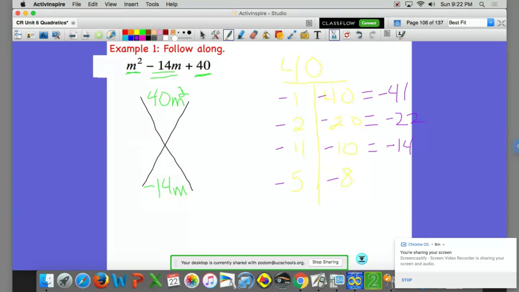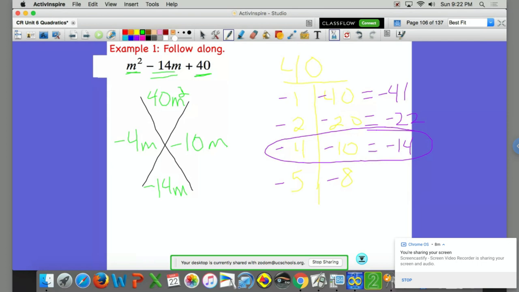And so therefore that is our factors. So we have negative 4m and negative 10m. And so those are our factors, and this would be your answer.